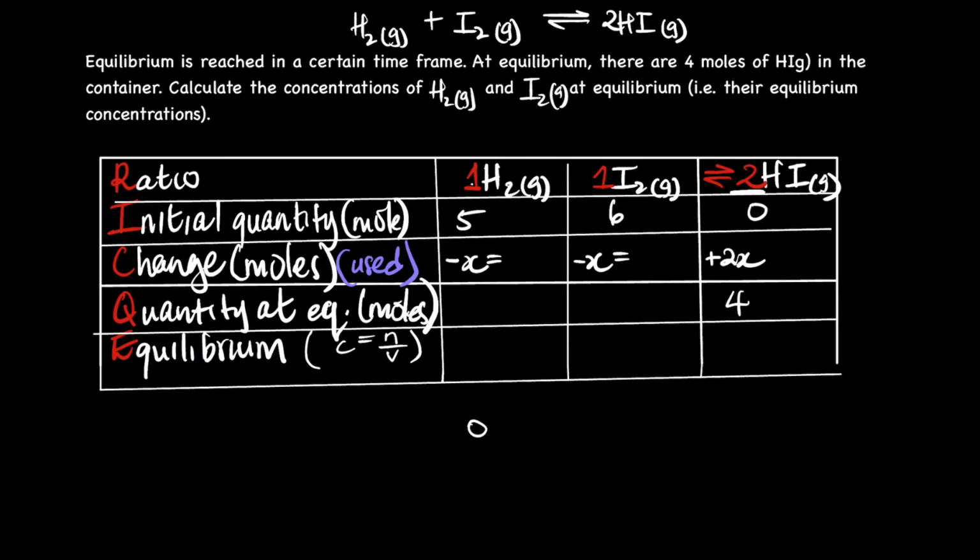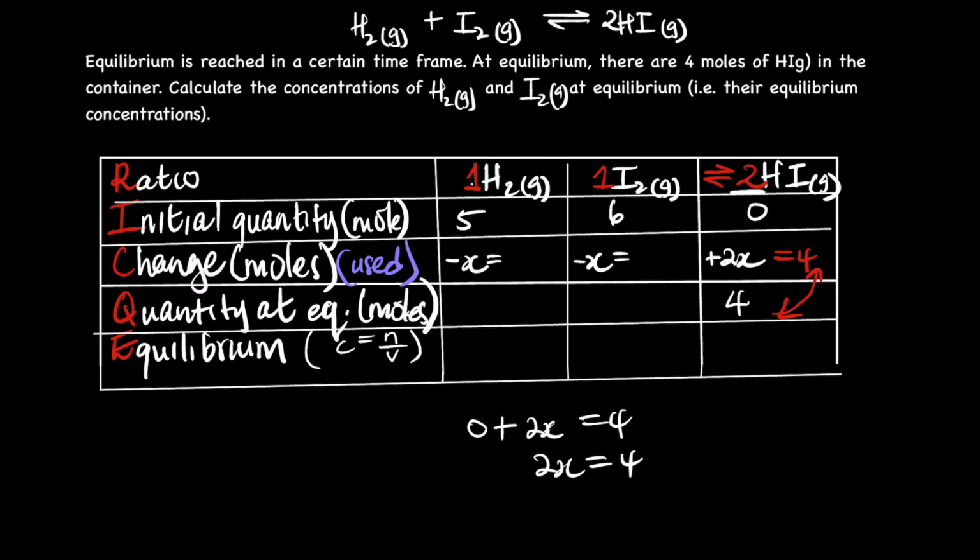So you say 0 plus 2x is equal to 4, which means 2x is equal to 4. So it proves what I just said. 2x is equal to what? 4. So it proves that at this amount they are always the same, right?